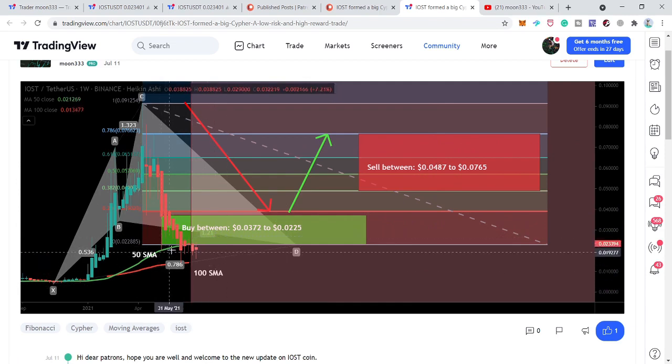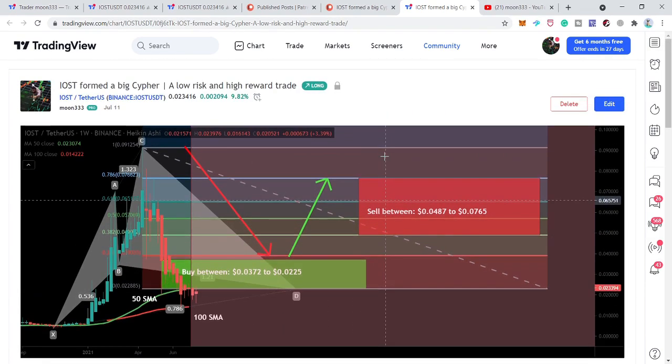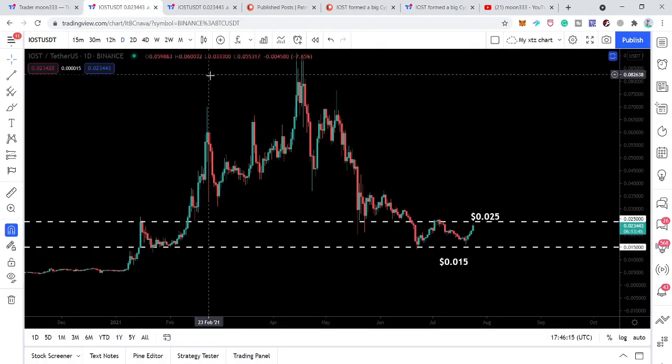If we set this 100 simple moving average as a stop loss and set these sell targets, these are the Fibonacci targets that I have defined as per the Fibonacci sequence of this bullish cipher, then it can be a low risk, high reward trading idea because it is moving at the end of the buying zone, and from here it can move up. This move can be up to approximately 240%.